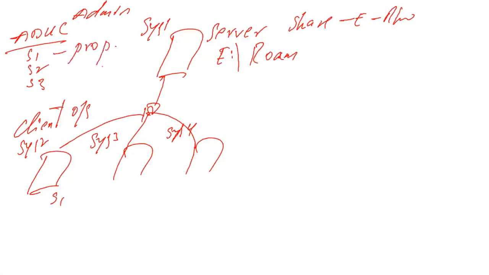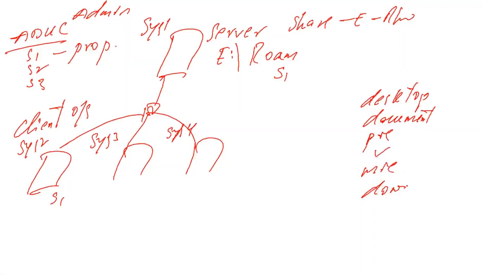Already we know this. Then next day when the user logs in, inside this shared folder, one folder will be created by the name of S1, and this folder contains the user profile items. What profile items do you have? You have desktop, documents, pictures, videos, music, downloads, favorites, and so on. There are so many other options.